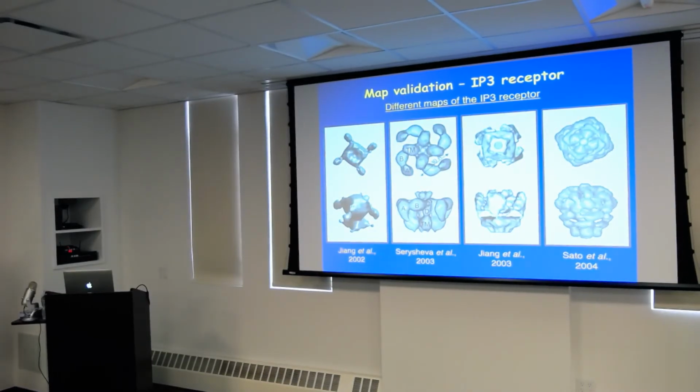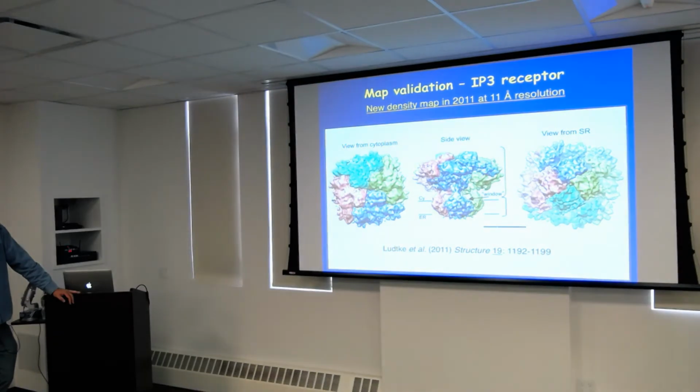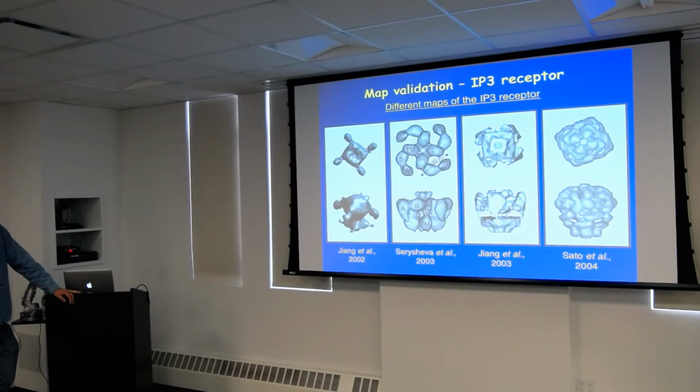So let's get back to this one. This is now a very nice example. There's the IP3 receptor, very low resolution maps in 2002 to 2004. And then in 2011, a better map came out at 11 angstrom. We had again just not a resolution where you would be able to see alpha helices. So these people tried to publish it, but they were very much aware of the history of this channel and how difficult it is to get a reliable method.